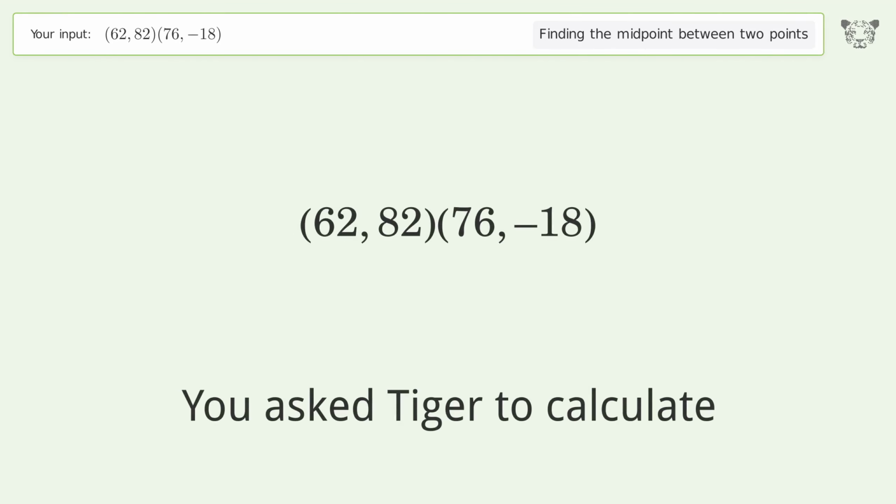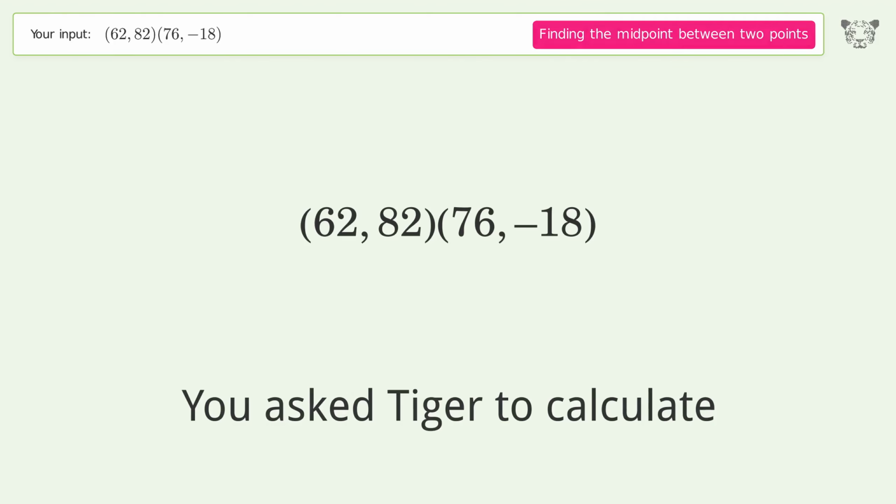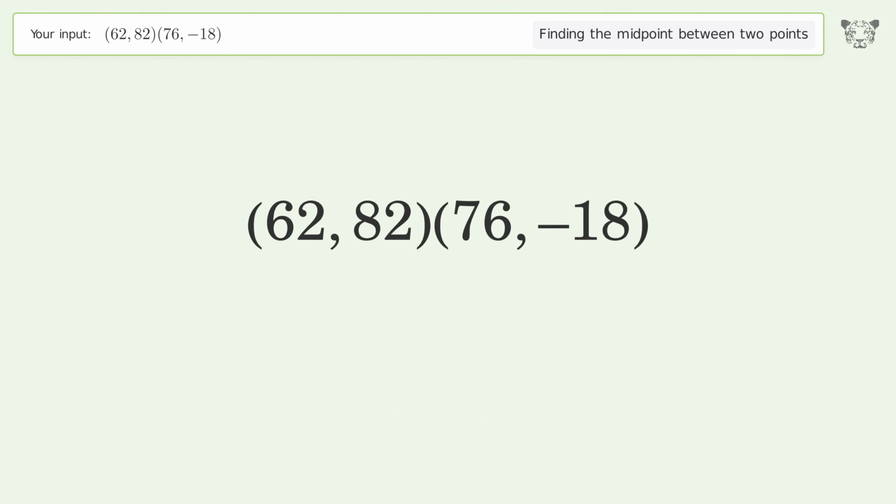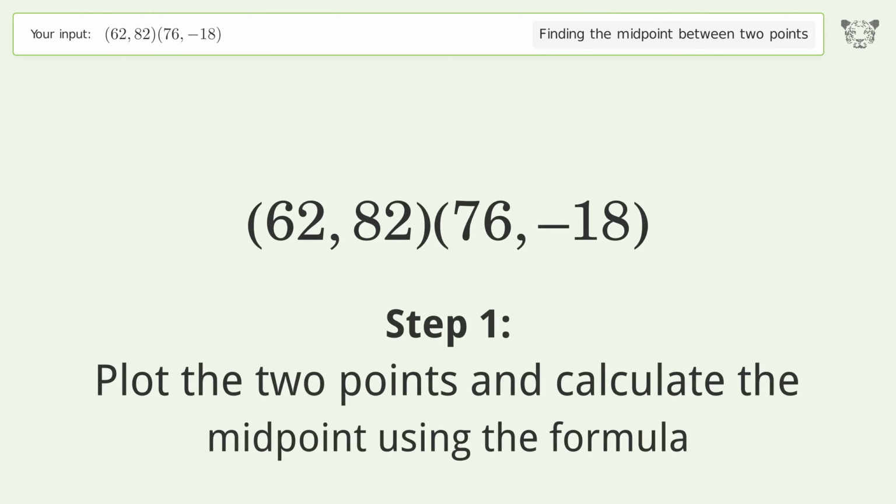You ask Tiger to calculate. This deals with finding the midpoint between 2 points. The midpoint between the 2 points is 69,32. Let's solve it step by step. Plot the 2 points and calculate the midpoint using the formula.